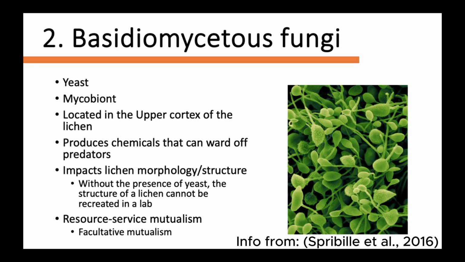Basidiomycetes fungi are primarily yeasts that can be found in the upper cortex of lichen ecosystems. They are beneficial in protection of the lichen by producing chemicals that can ward off predators. These mycobionts also impact the phenotypic makeup of lichen by altering structure and morphology, such as the lichen color. If the Basidiomycetes fungus is absent, lichen cannot be recreated in the laboratory setting. They are classified as resource service or facultative mutualism, as they can survive without a photosynthetic partner, but each will benefit from the other.